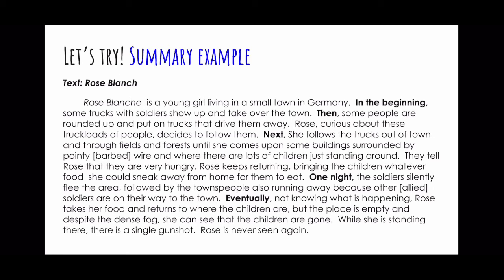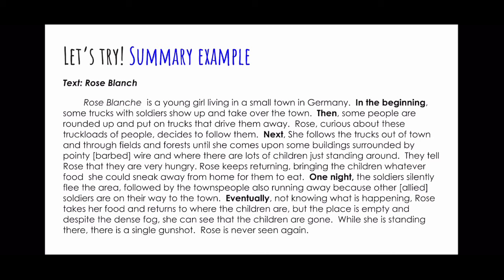Next, she follows the trucks out of town and through the fields and forests until she comes upon some buildings surrounded by pointy barbed wire and where there are lots of children just standing around. They tell Rose that they are very hungry. Rose keeps returning, bringing the children whatever food she could sneak away from home for them to eat. One night, the soldiers silently flee the area, followed by the townspeople also running away because other soldiers are on their way to the town.